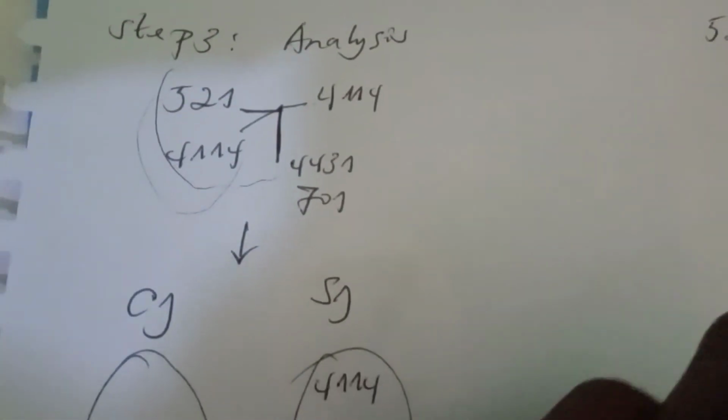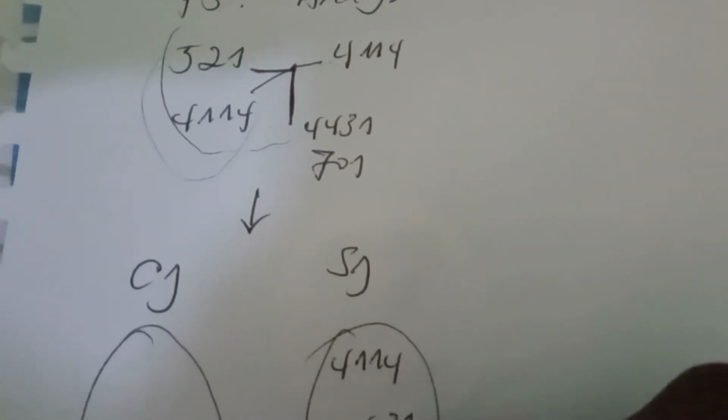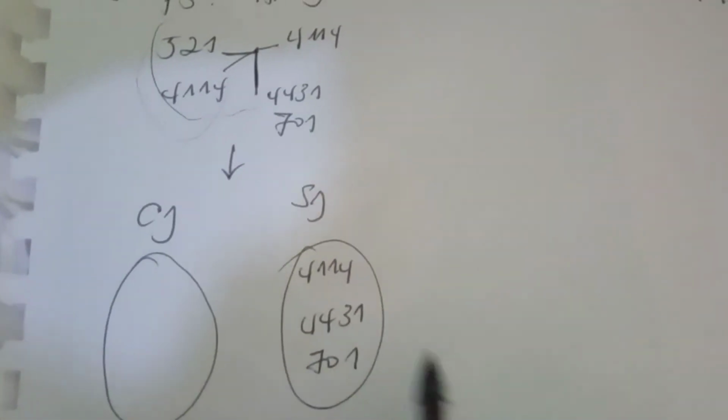So this way is going to enter the account 4114 and 4431. That means a VAT on sales, and also 701. So we're going to copy it. This is what is going. This information is going to enter the sales journal.